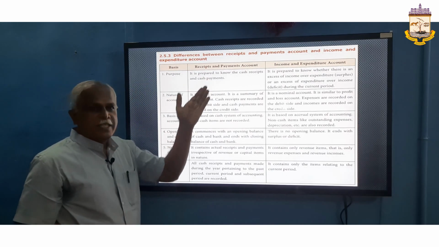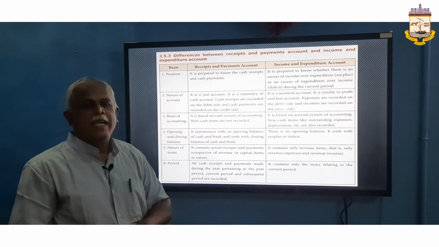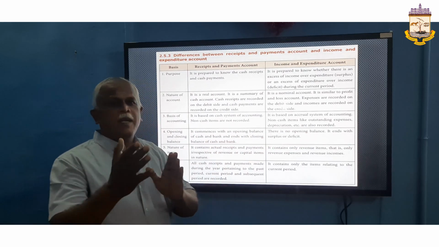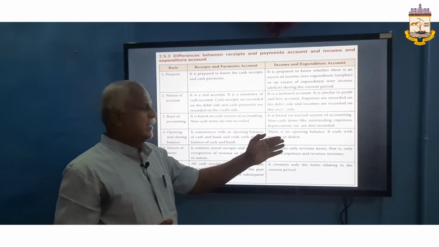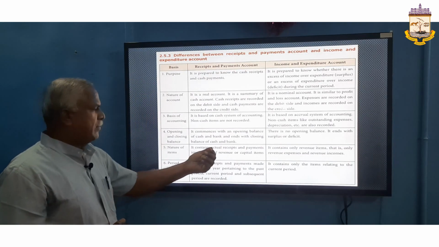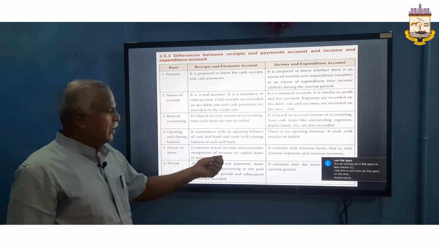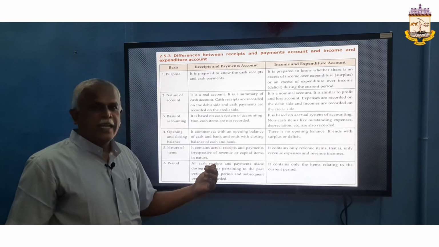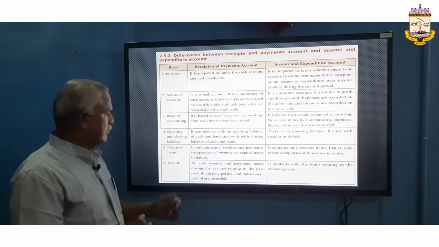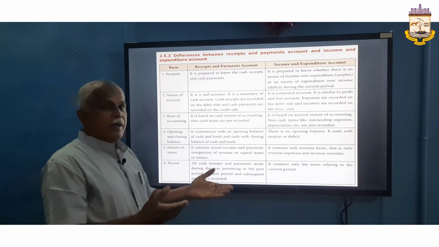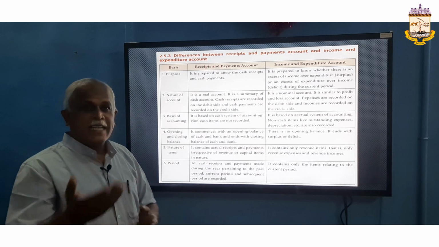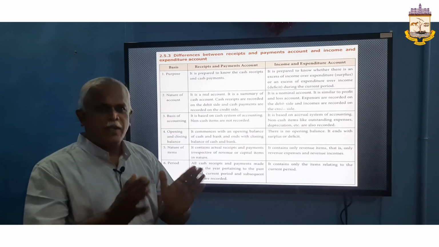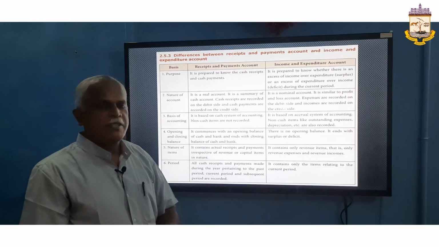Opening balances: in the receipt and payment account, we open with the opening balance of cash and bank to arrive at the closing cash or bank balance. In the income and expenditure account there is no opening balance, only the income and expenditure of the particular accounting year is considered to arrive at the surplus or deficit. Nature of items: in the receipt and payment account, all actual receipts and payments irrespective of revenue or capital items are recorded. In the income and expenditure account, only revenue items are treated. Period: the receipt and payment account covers previous year's and next year's receipts, both are considered, but here only the income and expenditure of the particular accounting year are compared to arrive at surplus or deficit.